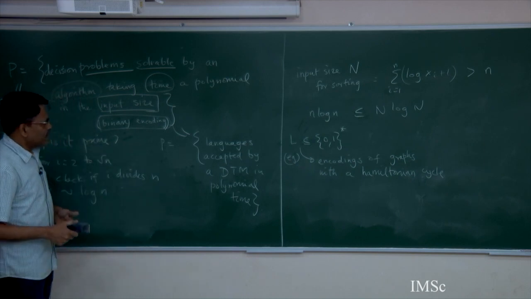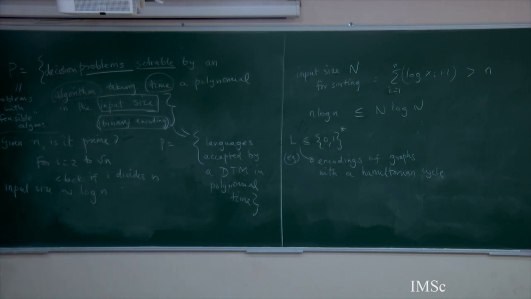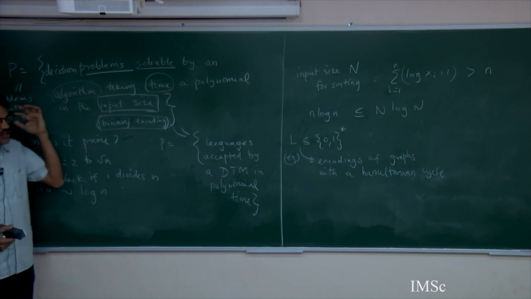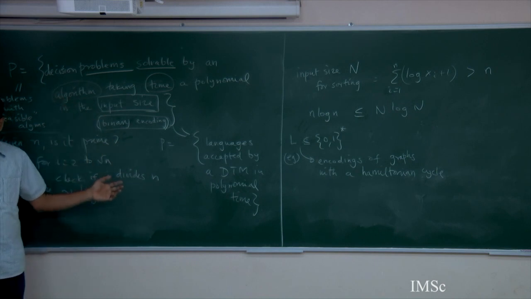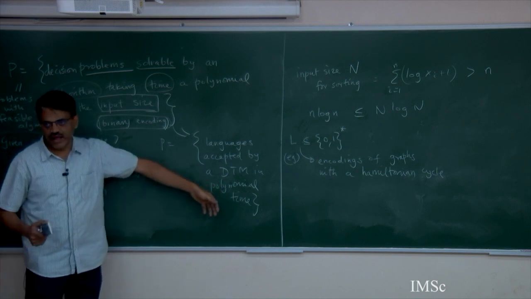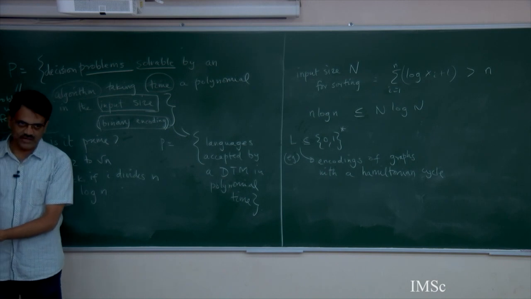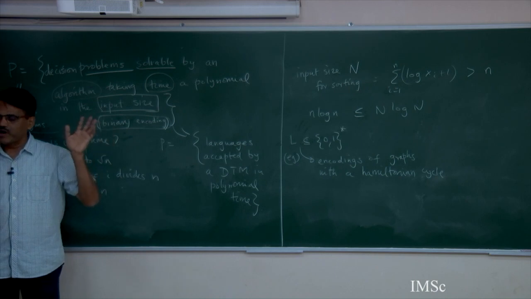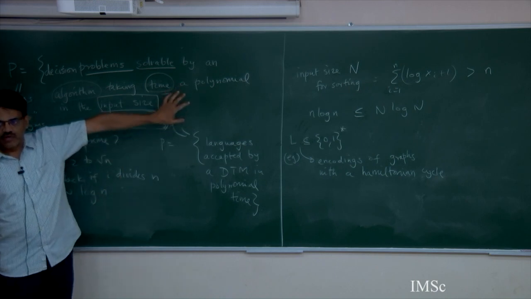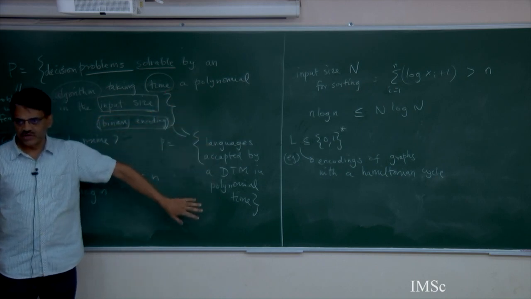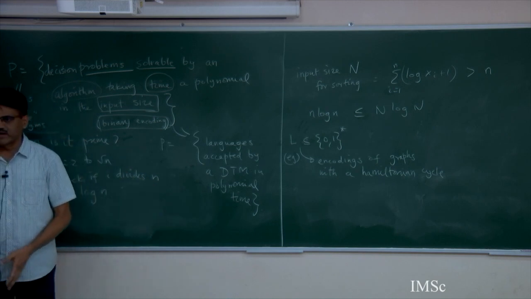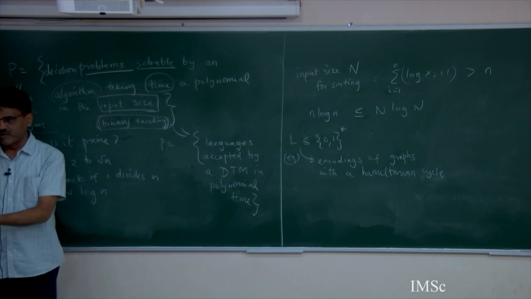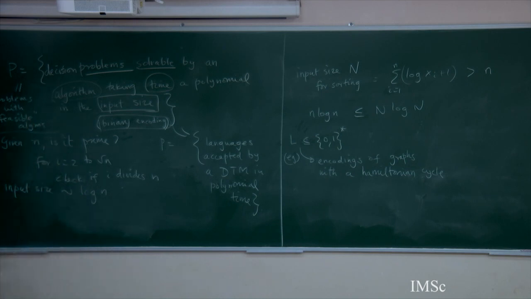Now, the reason this P class is robust is also that it is sort of model independent. Something which you can do in a Turing machine can be simulated in a random access machine, and it will slow down a little bit, but not by more than a polynomial factor. If something is solvable in polynomial time on a deterministic Turing machine, you can simulate it in a random access machine in polynomial time and vice versa. So one reason I said P is robust is because it is associated with problems solvable in practice.